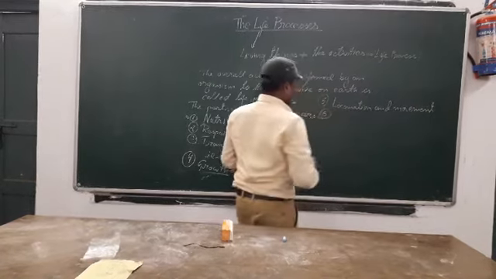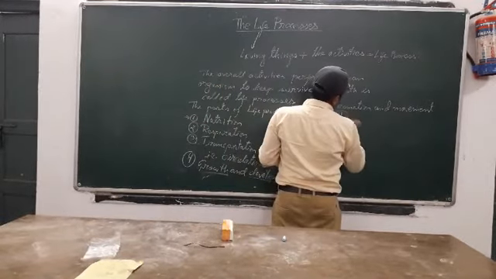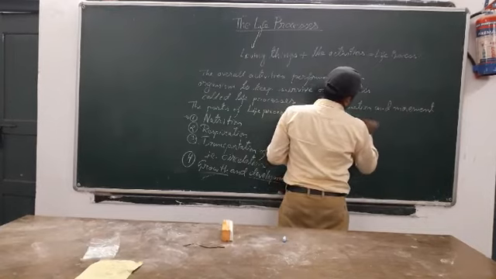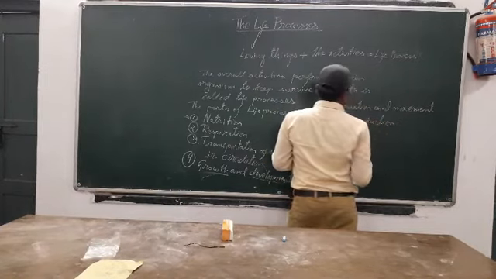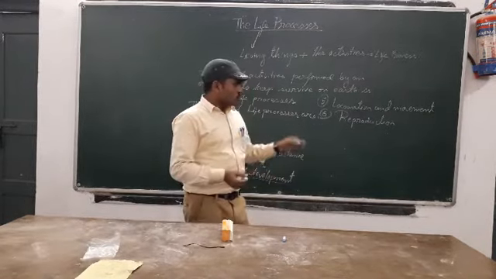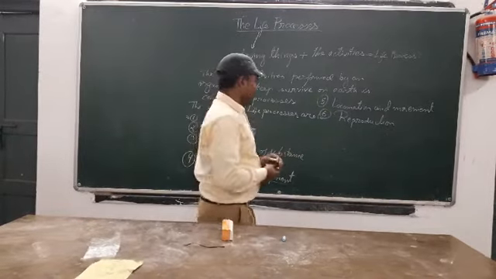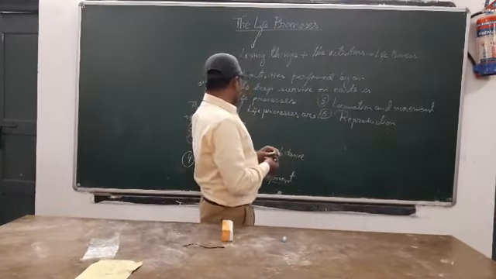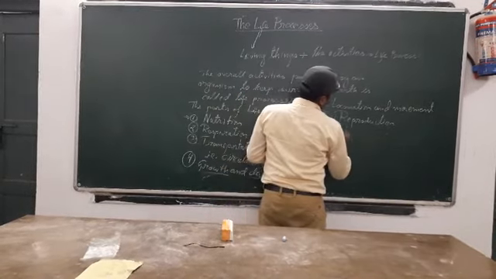Now the 6th point. There is also an important activity which is known as reproduction. Every organism has the ability to reproduce their young one. So it is also one of the important activities of the life processes. And after this, something is lacking here, and that is excretion.